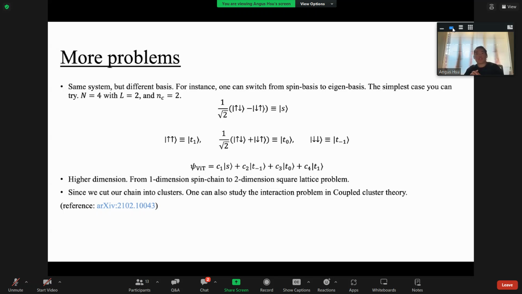Or even higher dimension: instead of a 1D chain, you have 2D lattices. Or you cut a chain into clusters, three spins, four spins, whatever. You can study the coupled cluster theory. There's a reference for this kind of problem. I put it here. If you take a look at the form, you will find it is exactly the same behavior as your cluster, right? This cluster interacts with these clusters and it's going to interact with the second nearest neighbor. We already have this kind of system, so why not, right?